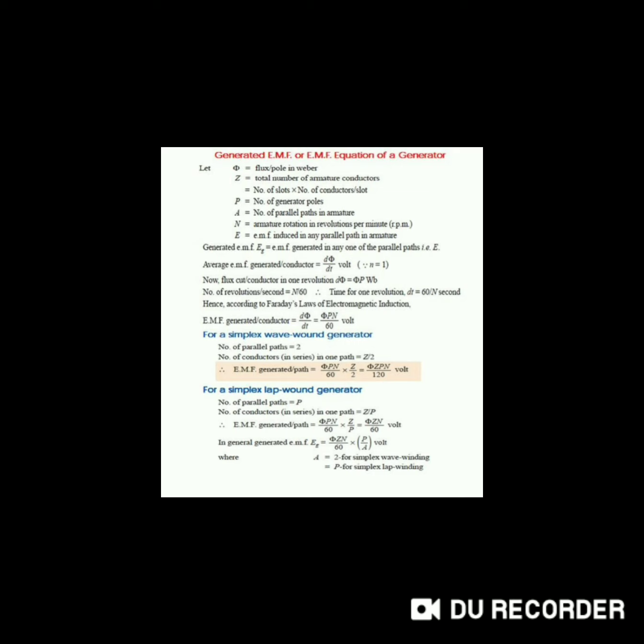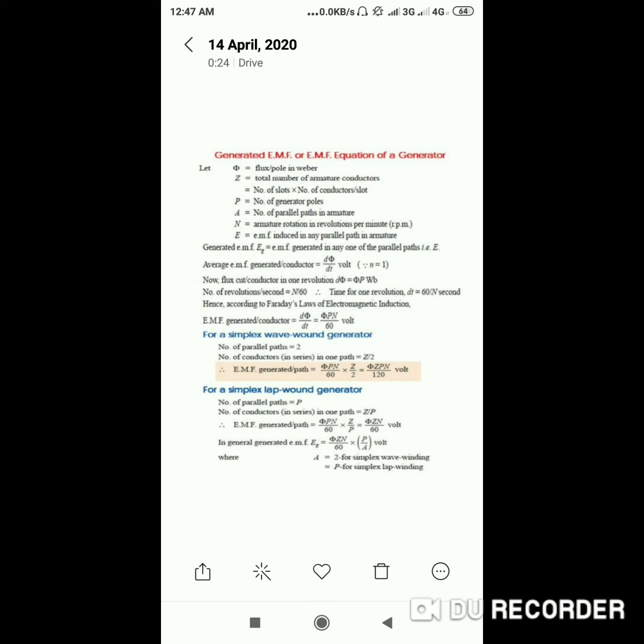You can see here some of the notations are given. These are very important. You should understand what you mean by phi, Z, P, A, N, and E. First we'll go with phi. Phi is nothing but flux per pole, given in Weber. Z is nothing but the total number of armature conductors.